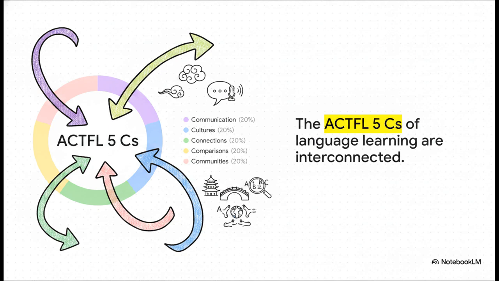The ACTFL 5Cs framework shows us that communication is just one piece of a much larger puzzle. You literally cannot truly communicate in Mandarin without understanding the culture shaping those words, drawing comparisons to English, and building connections to entirely new communities. All 5 of these Cs are completely intertwined. If you isolate the vocabulary from the culture, you aren't really speaking Chinese, you're just making sounds. You need the whole ecosystem.